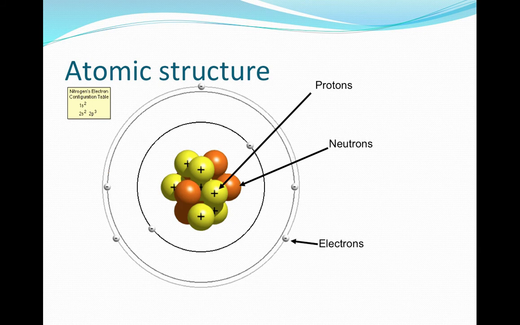So, this you should already know. Atomic structure. You should know that we have atoms, which are the smallest indivisible particles, but that they are made up of subatomic particles. You've got a nucleus, which contains positively charged protons and neutral neutrons. And then orbiting that, you've got negatively charged electrons.